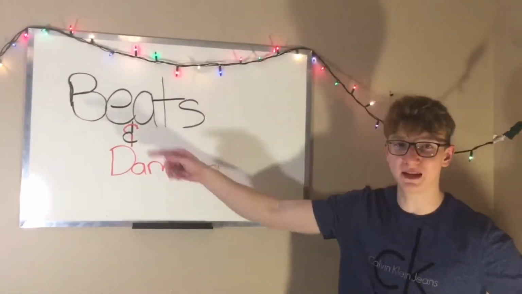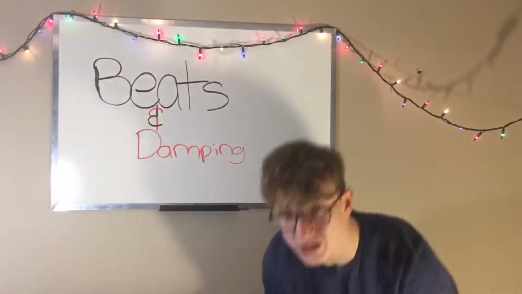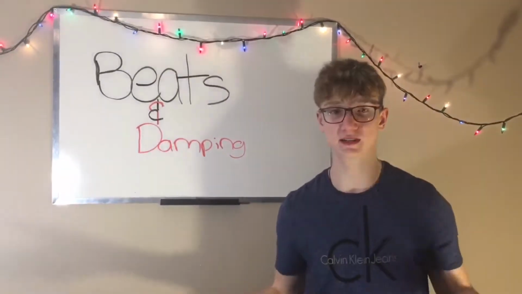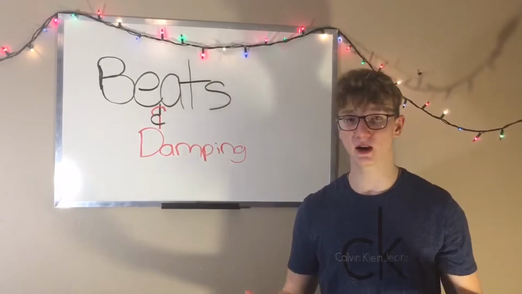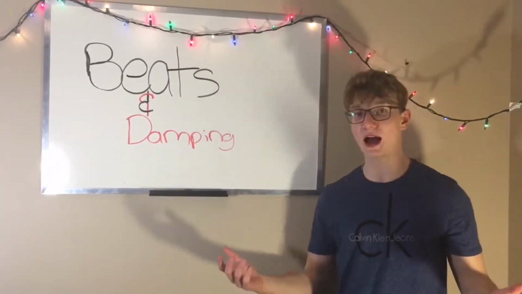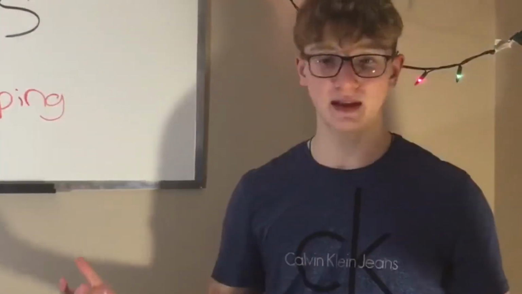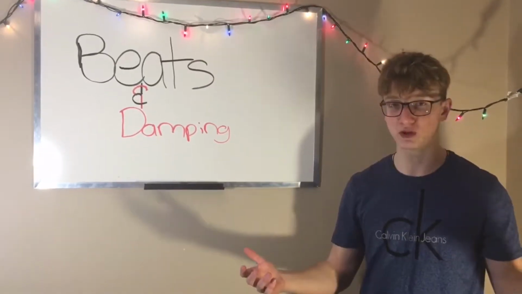Alright, there's two types of beats. There's acoustical and rhythmic. This is a rhythmic beat, it's what you hear in music. And in physics, there's acoustical beats, and these are a change in the sound's loudness over time. Next we got damping. And damping is just the reduction in the amplitude of a wave.